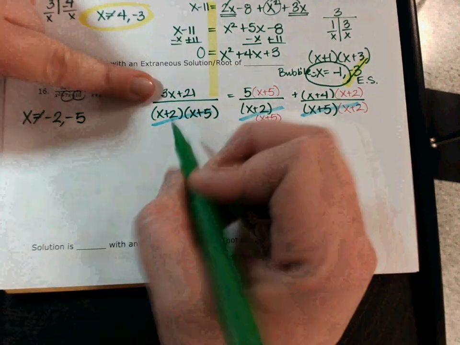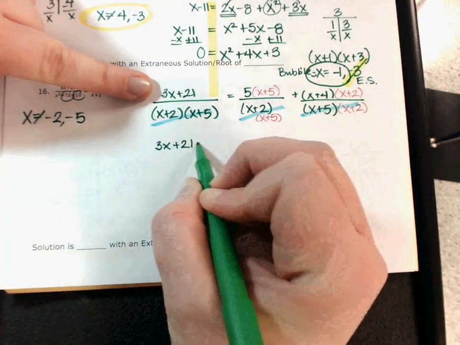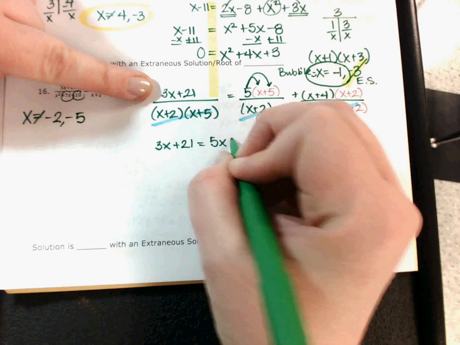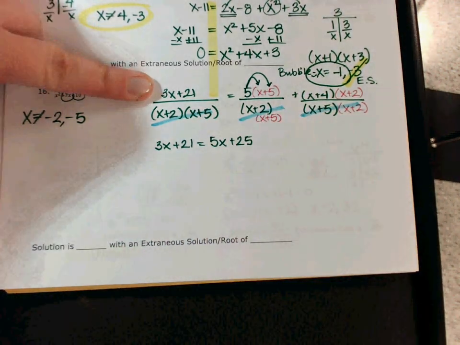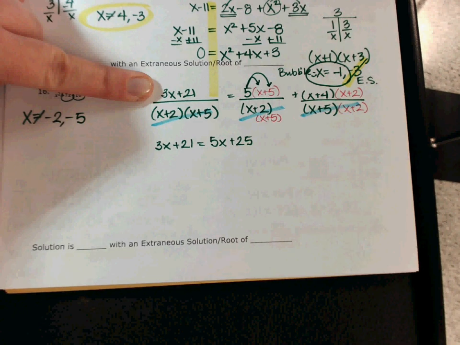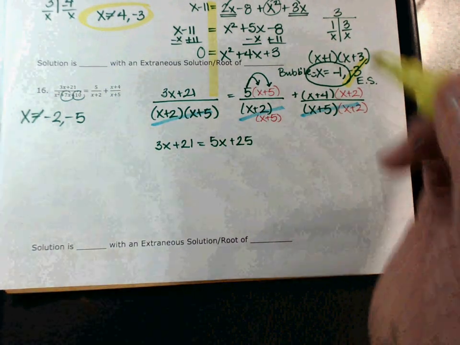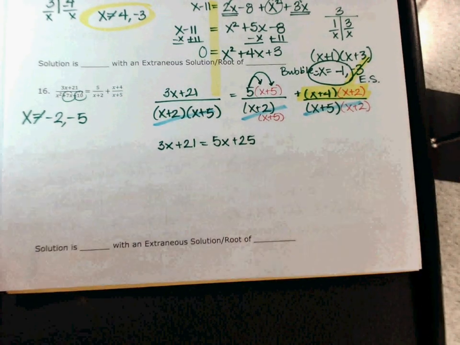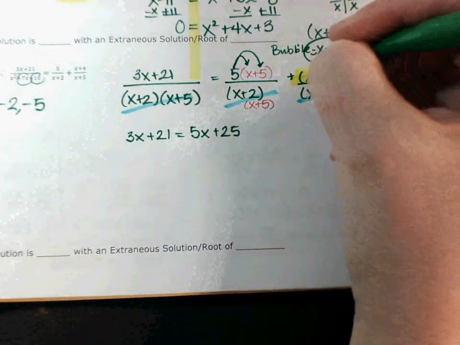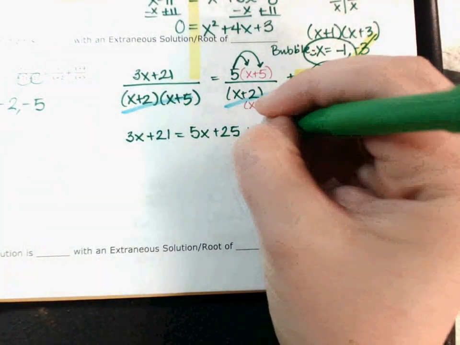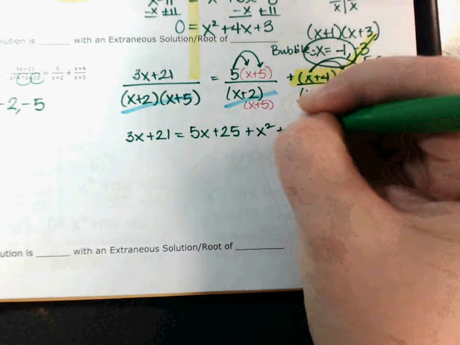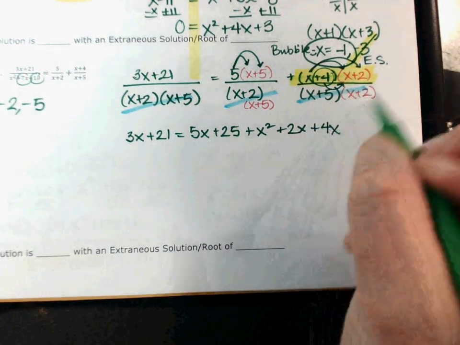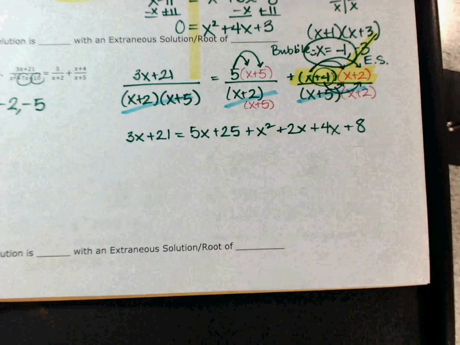So I have 3x plus 21 equals 5 times x and then 5 times 5. So 5 times x is 5x, 5 times 5 is 25. Okay, then on this last chunk, what do you need to do? Double distribute. Good. So it'd be x times x is x squared. X times 2 is 2x. 4 times x is 4x. 4 times 2 is 8.